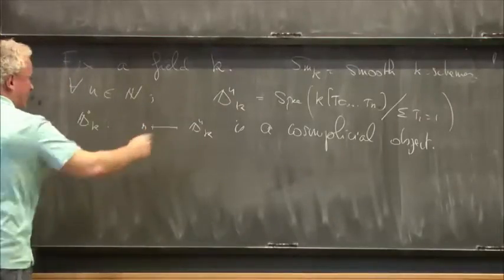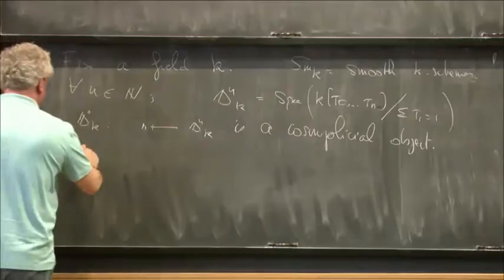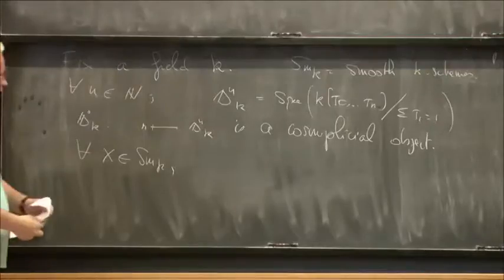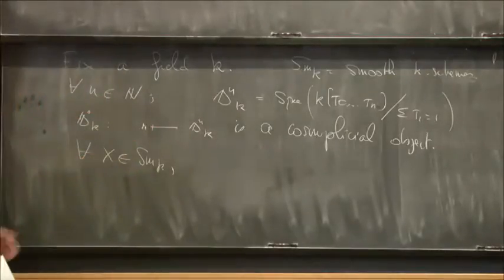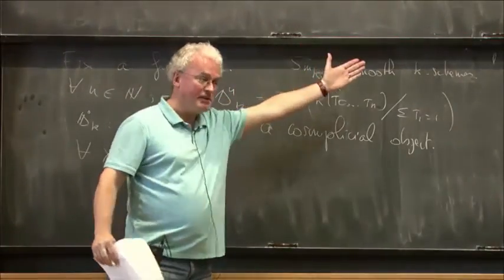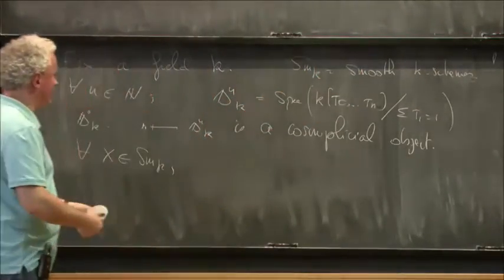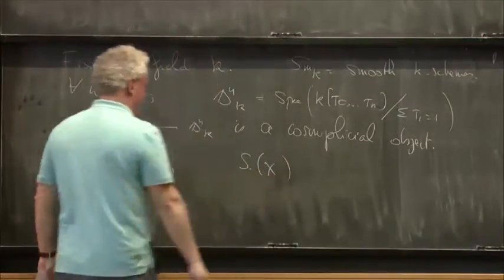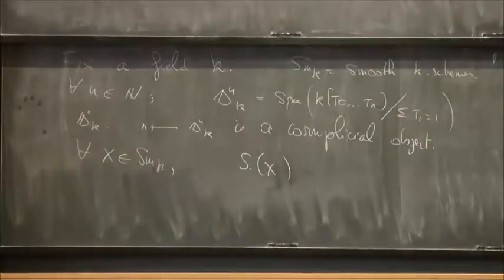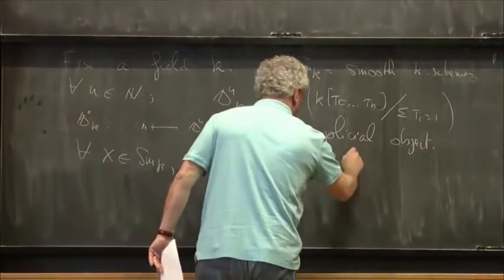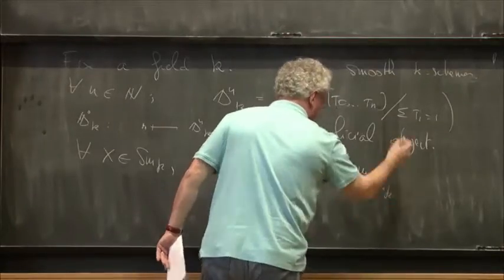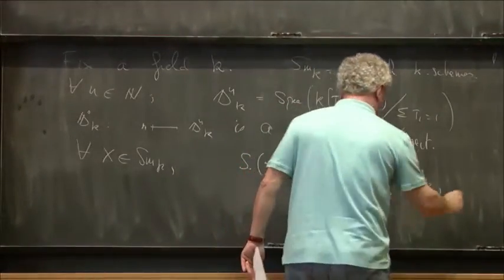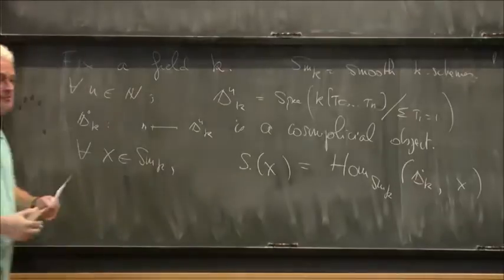I will not define what a cosimplicial object is, but if you take any smooth scheme X, it defines a presheaf, a functor from the opposite category to the category of sets, and you can evaluate this on this cosimplicial object. I denote it by S point, the singular simplicial set of X in the algebraic setting. As a simplicial set, it is just the morphisms, in the category of smooth varieties, from this cosimplicial object to X.